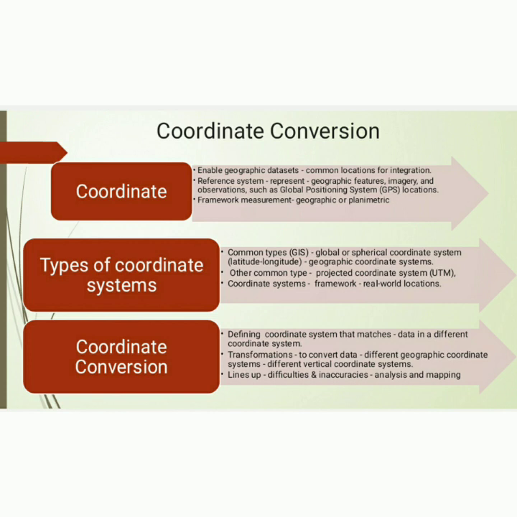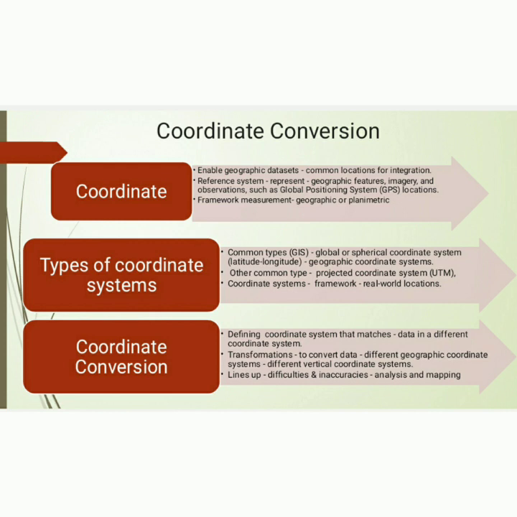There are three common types of geographic coordinate systems. First is the global or spherical coordinate systems, latitude, longitude. The second common type is the projected coordinate systems or UTM. And the last is coordinate systems, framework or real-world locations. A global or spherical coordinate system such as latitude, longitude is often referred to as a geographic coordinate system. The other one is projected coordinate systems such as Universal Transverse Mercator or UTM, and coordinate systems both geographic and projected provide a framework for defining real-world locations.